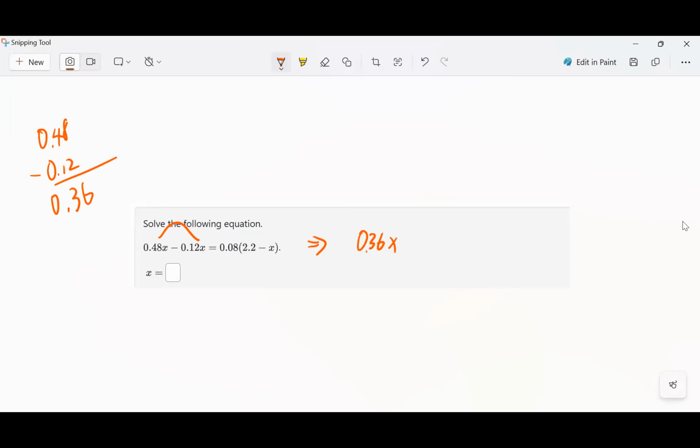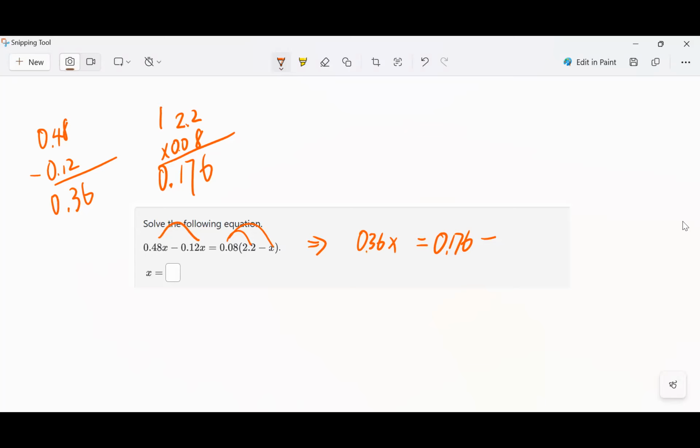On the right, distribute 0.08 times 2.2. I think it's easier doing it another way: 2.2 times 0.08. 16 adding 1 is 17. In total there are 3 decimal places: 1 here, 2 here, 3. So it's 0.176.